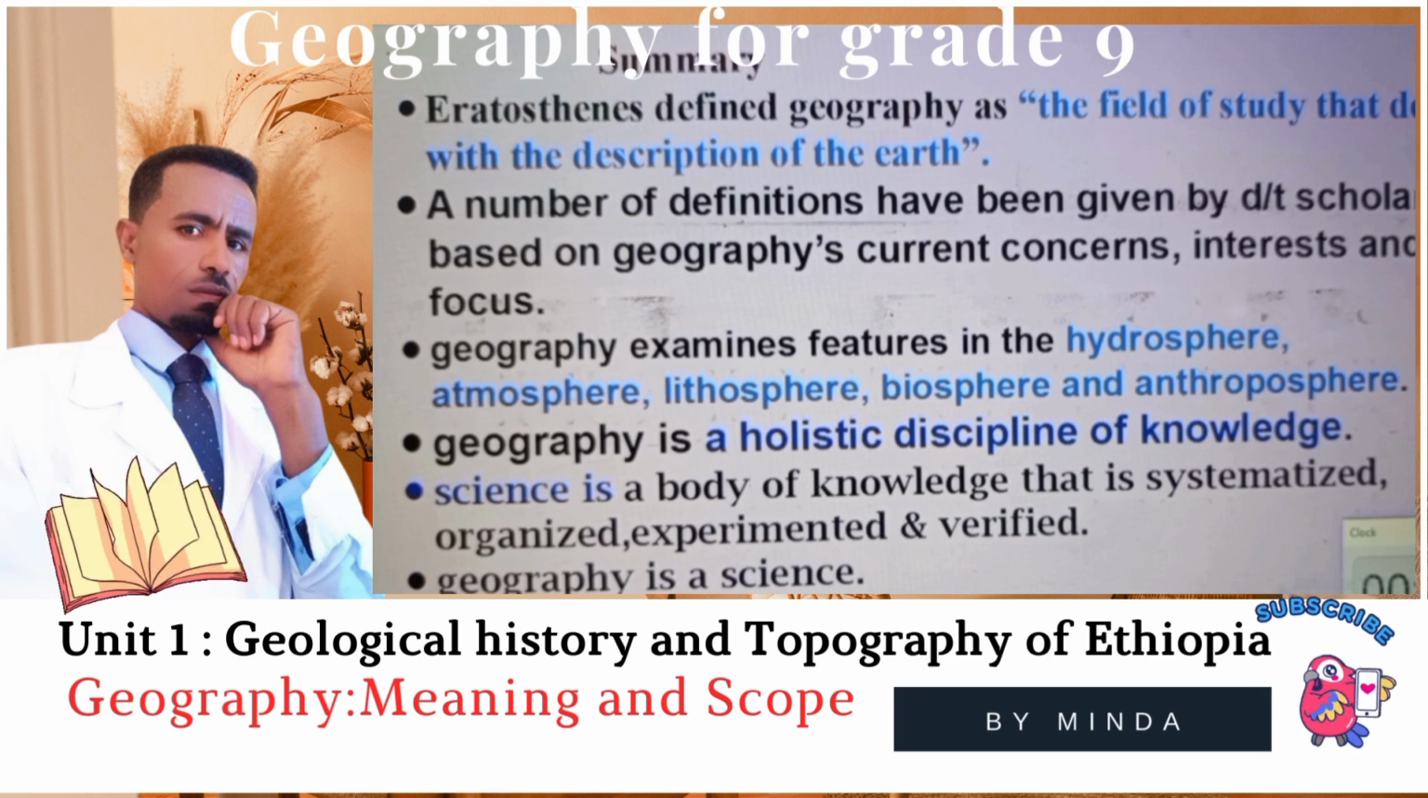When we summarize our lesson, we start from the definition of geography. The first man who defined geography is known as Eratosthenes, a Greek scholar, and he defined geography by taking two Greek words, geo and grapho. Geo means earth, and grapho is writing. So geography is the field of study that deals with the description of the earth.